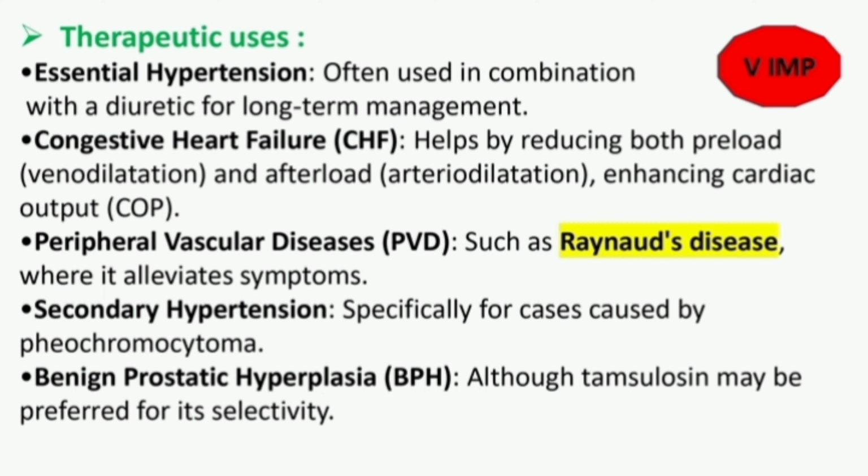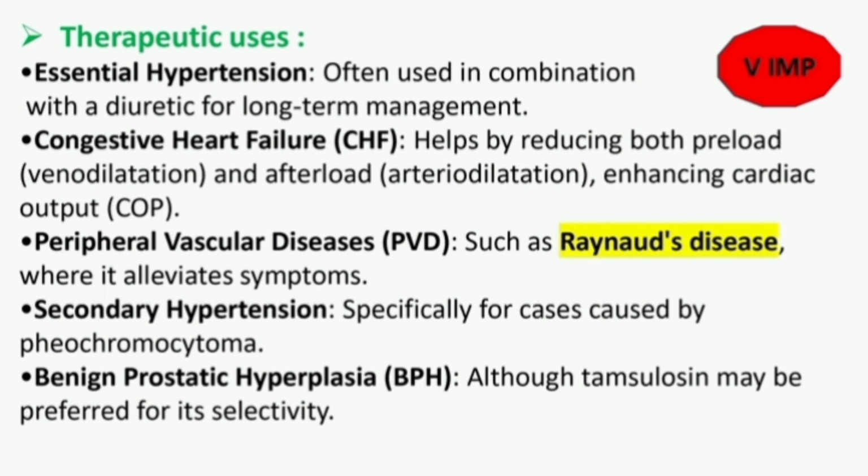It's also used in peripheral vascular diseases, PVD, mainly Raynaud's disease. The next use is secondary hypertension, specifically in cases caused by pheochromocytoma. In this case, we can use prazosin, and it's also one of the important drug choices for benign prostatic hyperplasia. But we know the main preferred drug for benign prostatic hyperplasia is tamsulosin. The other drug is alfuzosin, but the main preferred choice is tamsulosin. Very important therapeutic uses. We want to thoroughly study these points. We can expect questions based on this.